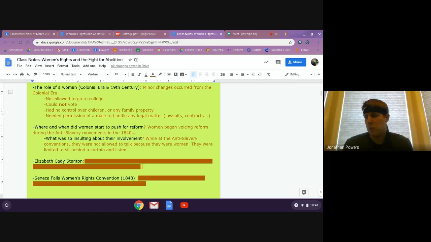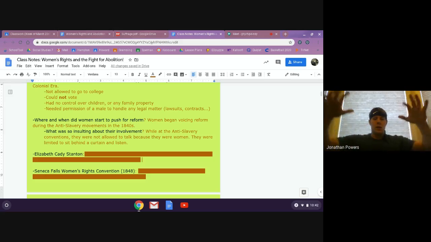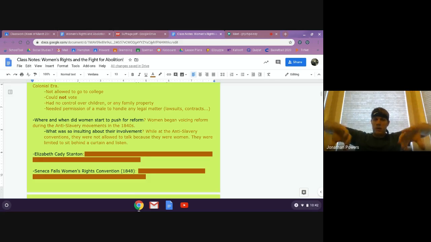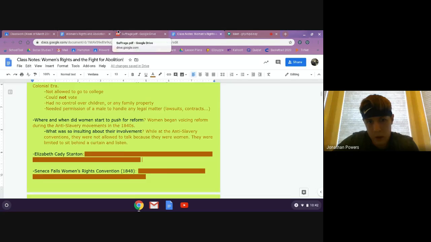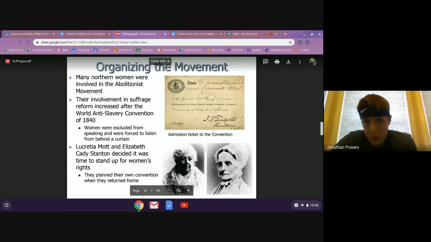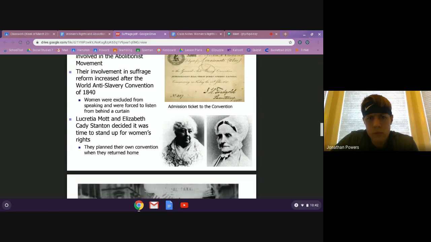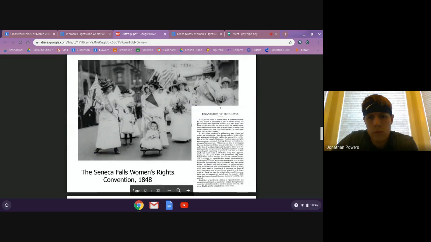Remember, they needed their husband's permission to do a lot of things. They were limited to sit behind a curtain and listen. So if you're imagining a stage and you kind of have the off stage on the side there, that's kind of where they would be, just behind a curtain, which is kind of weird.